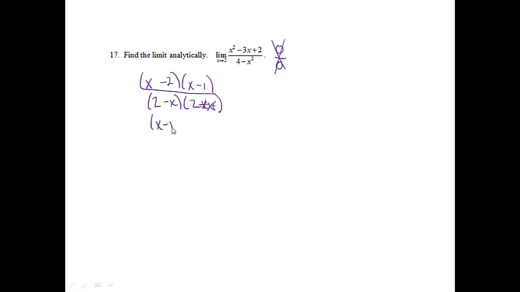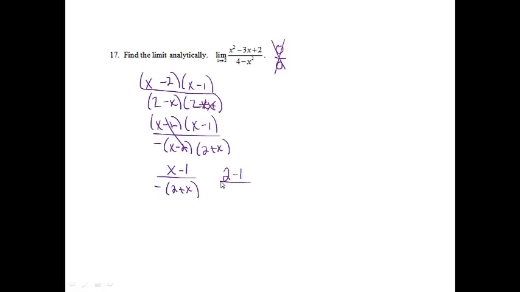So I'm going to have x minus 2 times x minus 1 over negative x minus 2 times 2 plus x. If I factor out a negative, it does become its opposite, and I still have 2 plus x. Now the x minus 2's cancel, so I have x minus 1 over negative 2 plus x. My entire goal is to plug in 2 for x, and I am now able to do so. So if I do that, I'm going to get 2 minus 1 over negative 2 plus 2, and that reduces to negative 1/4. So that would be my limit.